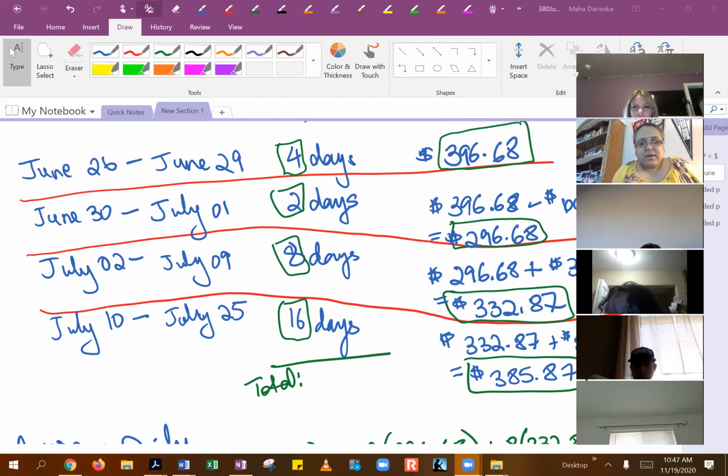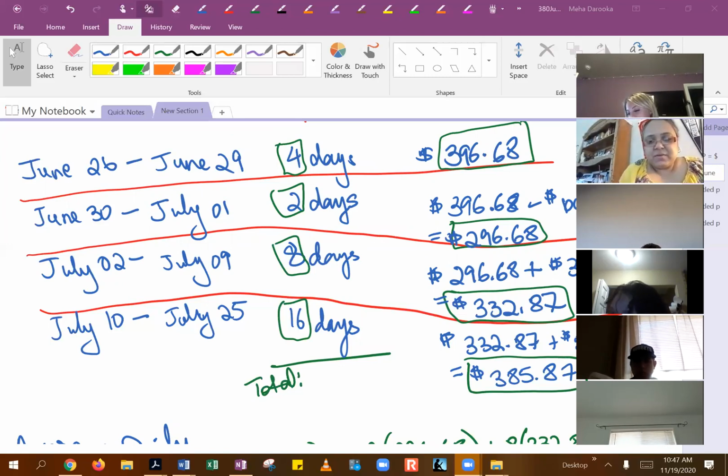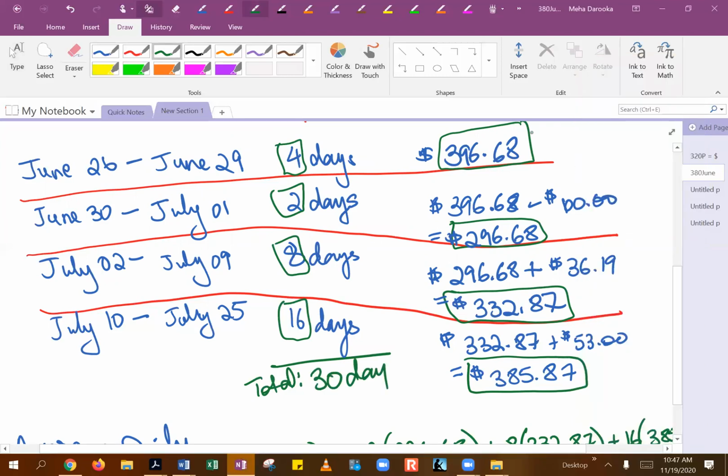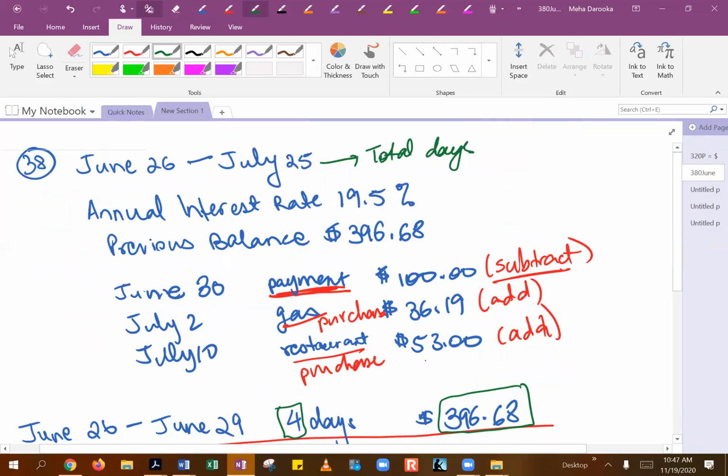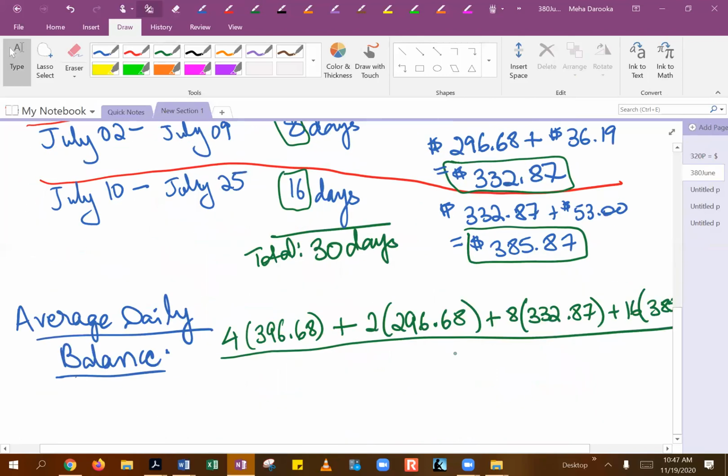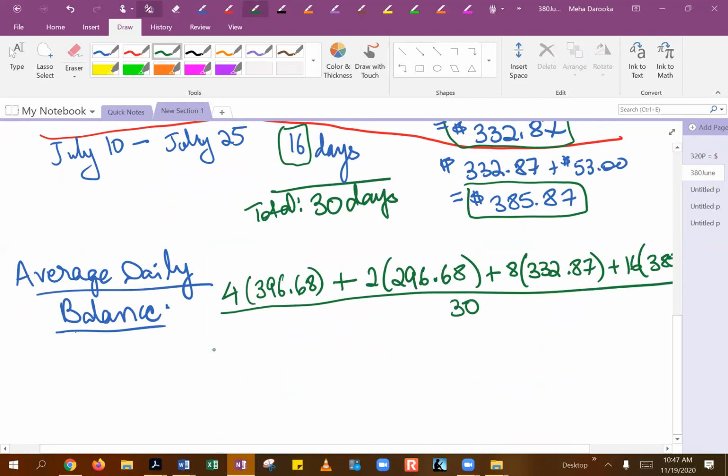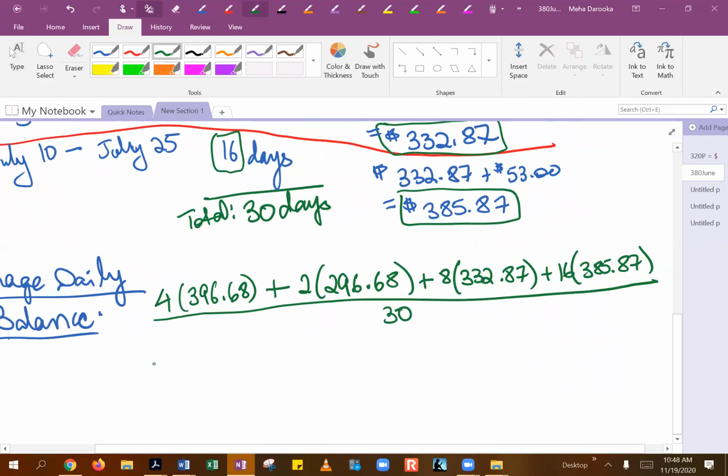Okay, let's take a look here. You've got 30. So let's see, 16 plus 4 will add up to 20. 8 plus 2 will add up to 10. So 20 plus 10 will give you 30 days. So you can do it just by adding these numbers, or you can just do it from here and you get a total of 30 days. So that means you're actually going to be dividing this by 30. So, take your time and let me see, what do you get for your average daily balance over here?